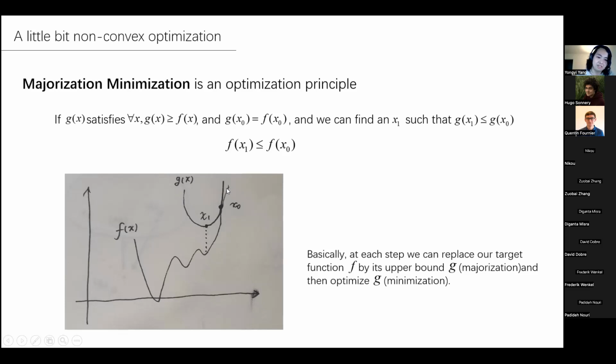But how to find the specific form of g depends on the specific problem. That's why I call it an optimization principle instead of an algorithm, because we need to know the specific scenario to find the specific form of the g function.